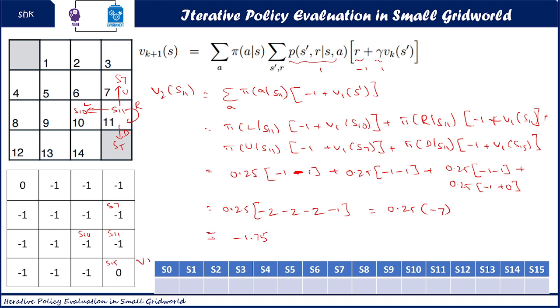Now we will update V2. As we know, the terminal states are 0. S1 is minus 1.75, which we have evaluated. S2 minus 2, S3 minus 2, S4 minus 1.75, S5 minus 2, S6 minus 2, S7 minus 2, S8 minus 2, S9 minus 2, S10 minus 2, S11 we got minus 1.75.